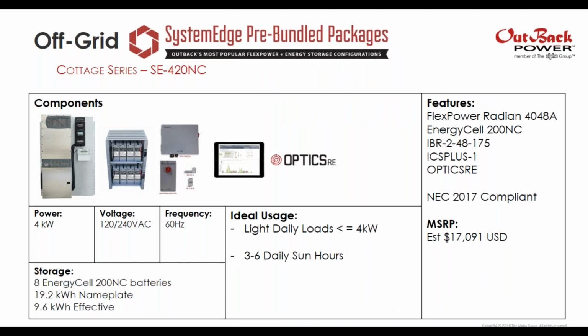So that system, it's the SE420NC, and take a look at this one. It's got the 4 kilowatt FLEXpower Radian with a single FM80 charge controller. So again, you've got about 4 kilowatts worth of PV. You've also got the full 4 kilowatts output on this one. Same battery bank as before, so about 10 kilowatt hours a day. But given that you can add a generator, that makes it a little bit more flexible, and not a whole lot more expensive here. But again, a much more flexible version of the cabin series.